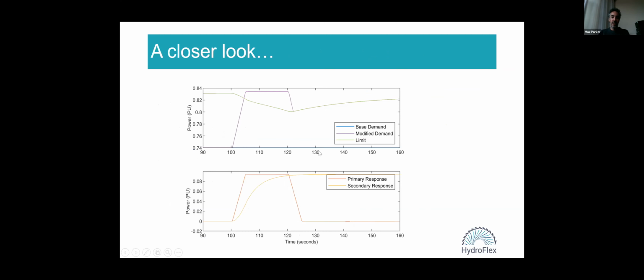So yeah, looking a little bit closer at that, you've got the power limit in green here, base demand of 0.75. Down here, you've got in red the primary response, which just ramps up, ramps down again, and then the secondary response is slower. And you can see the purple one is the demand, and it's following the primary response, and then it's limited during the secondary.